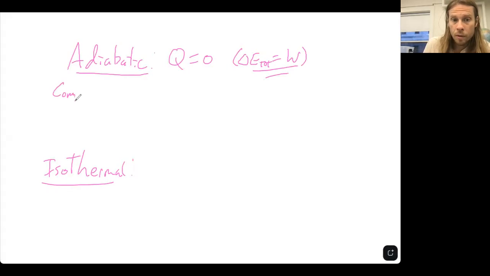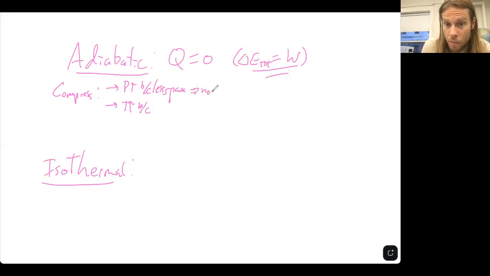If you compress something, what happens is P goes up because less space. This has no effect on the temperature. The temperature goes up from a separate process. That's what I mean. This pressure going up has no effect on temperature.